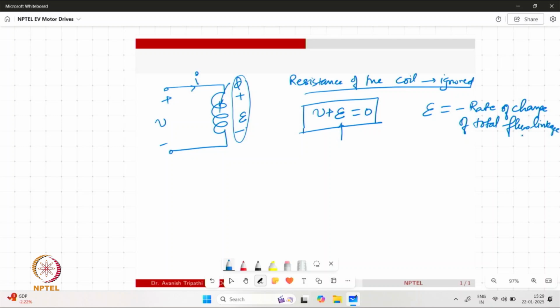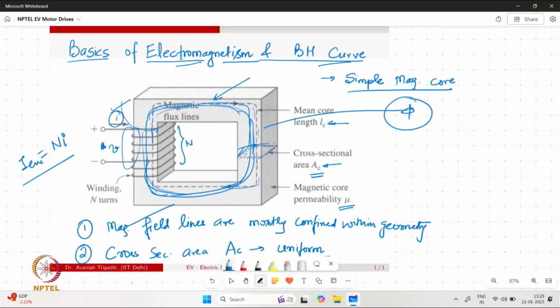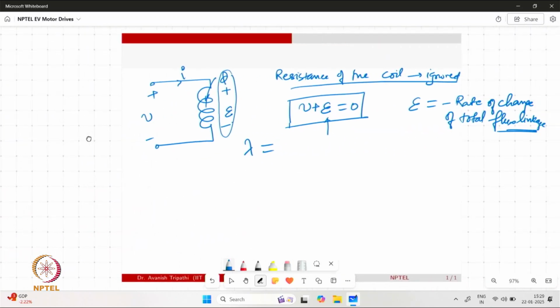flux linkage. So there is a new term which is called flux linkage. The difference between flux and flux linkage is that when we have phi flux flowing into the core, each and every turn of this coil is linking the same core. So the total flux linkage for the coil becomes N times phi. That is the difference between flux linkage and the flux flowing into the core. So which is why lambda can now be represented as N times phi.